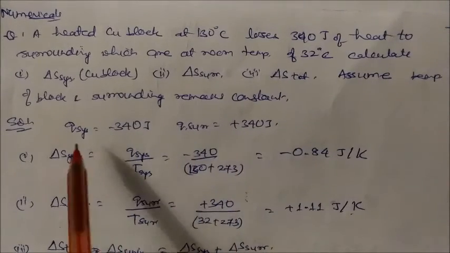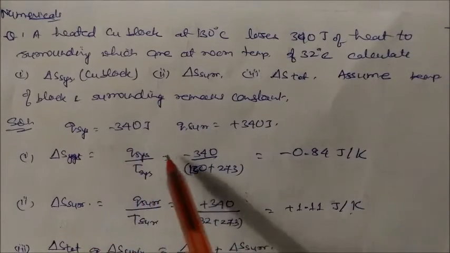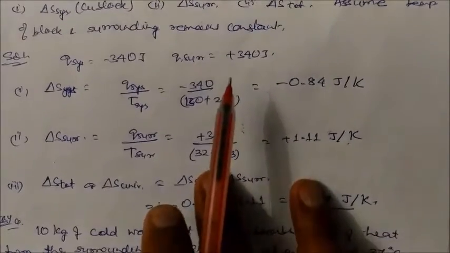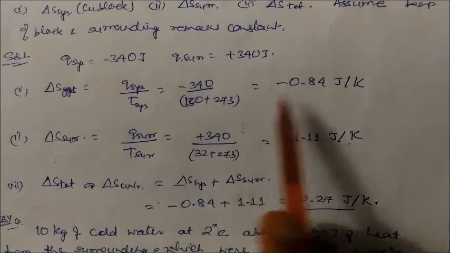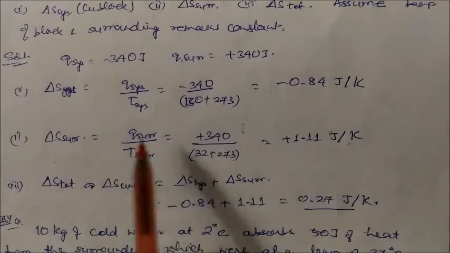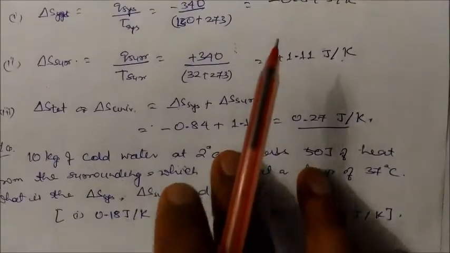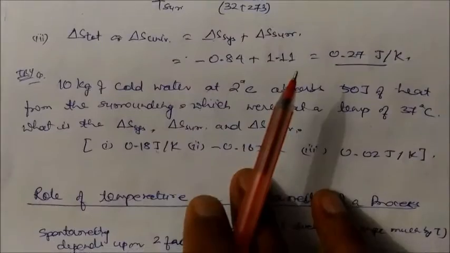So Q system is given, that is minus 340, because energy is lost by the system and the surroundings are gaining energy. So we can write change in entropy is Q system by temperature. So minus 340 by this, which is in Kelvin. You will get this much joule per Kelvin. For surroundings, Q surroundings by T surroundings, this is a positive value. Then just add them. You will get this much value. This is a very simple question. You can practice using this question.